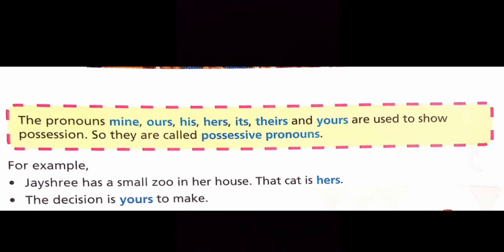The possessive pronoun hers replaces the noun Jayashree. The decision is yours to make. Yours is the example of possessive pronoun.